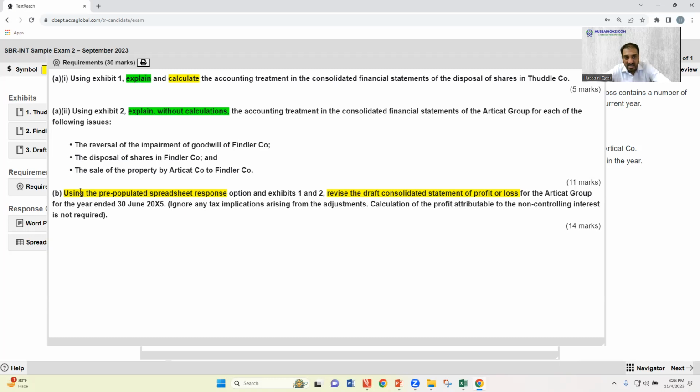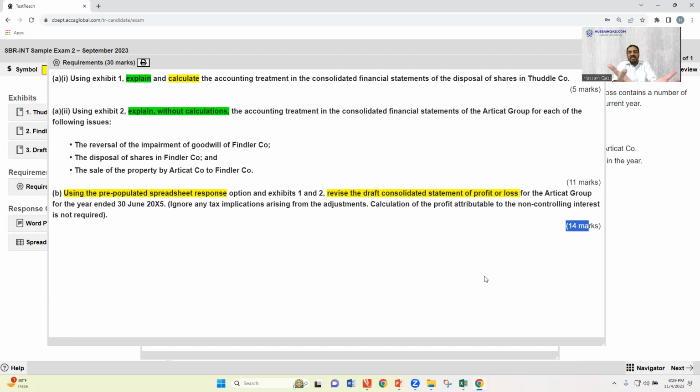Part B, using the pre-populated spreadsheet response, revise the consolidated P&L. That is the 14 marks question. So the examiner will ask, out of a 30 marks question, 12 to 14 marks related to the pre-populated spreadsheet response, considering the adjustments, along with other requirements like A1 and A2. So this is the shape of the requirements.